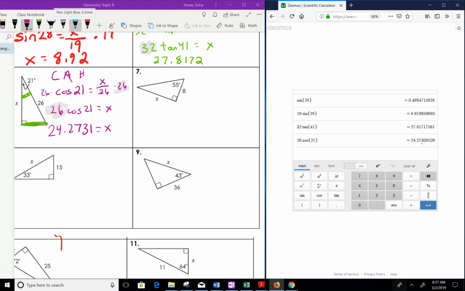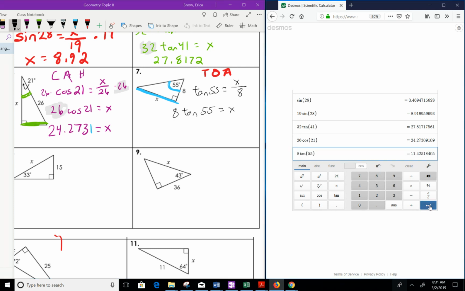Okay, on to our next one. We've got this 55 degrees. There's our opposite side and our adjacent side. So we're going to use tangent, opposite and adjacent. So I've got tangent 55 equals x over 8. 8 tangent 55 equals x. 8 tangent 55 on my calculator.